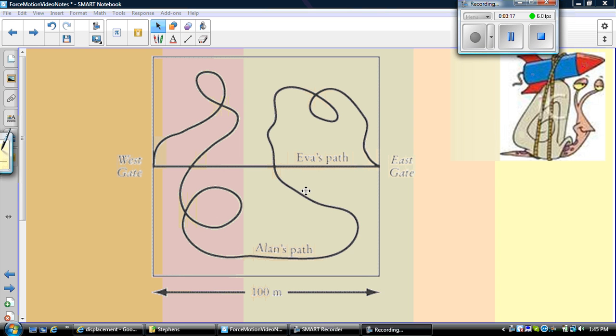Okay, Alan has a different distance than Eve, but they both have the same displacement. Displacement has nothing to do with the actual path somebody takes. It has to do with the shortest possible distance from start to finish. So displacement for both Eve and Alan is 100 meters. For distance, Alan's path is probably more like 200 meters compared to Eve's distance of 100 meters. So I hope that explains the difference between distance and displacement.